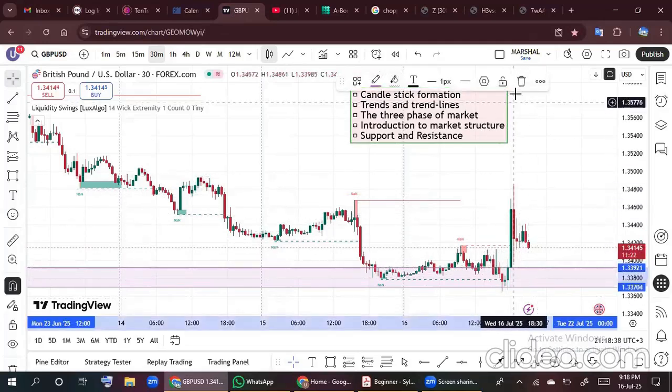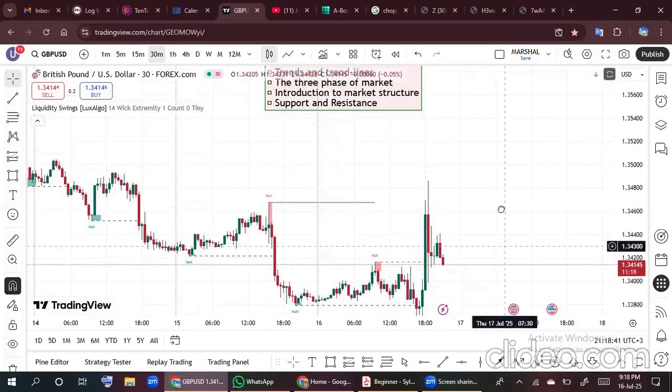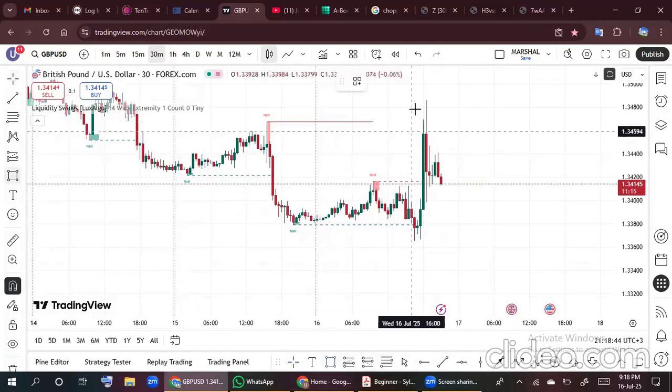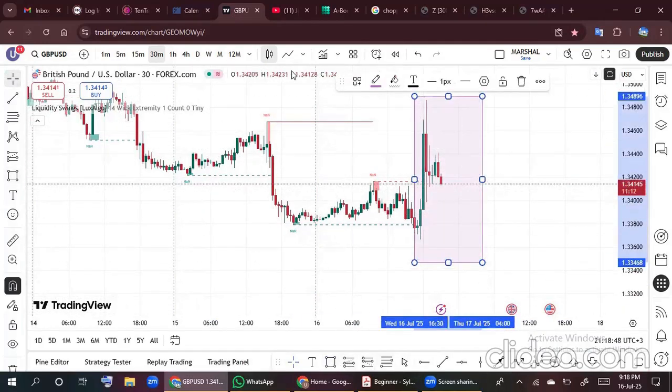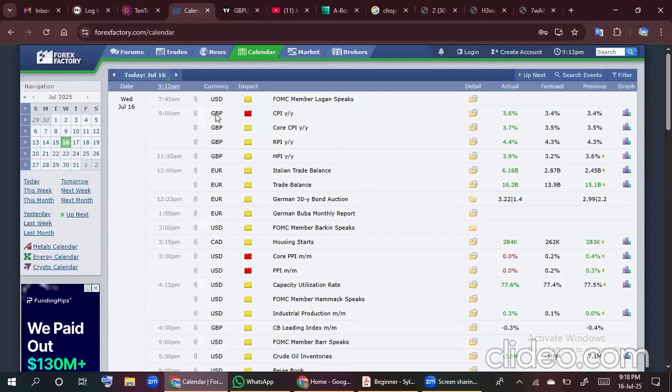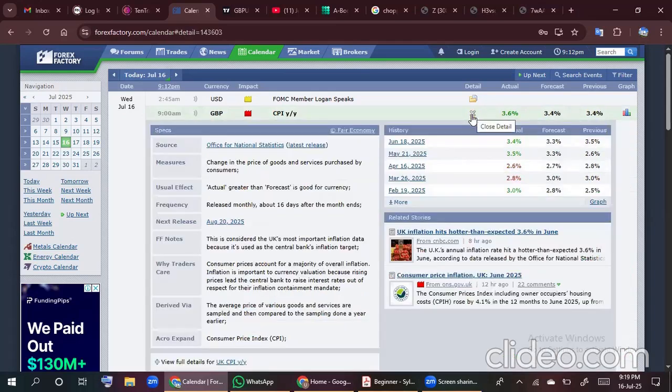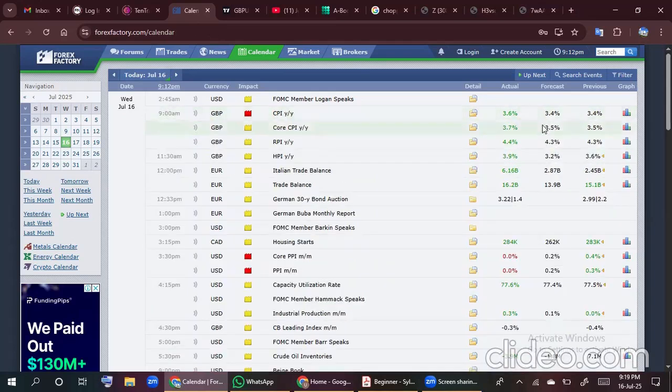So like we discussed about fundamental analysis, this is the action of retail traders. They are taking advantage of the news. As you can see, there was news for GBP, and it was positive. That was why you see the buy. Like I said, you can always click here to read about the news. This is more on prices of goods and services purchased. When you see green, it means positive. When you see red, it means negative. So this was positive for GBP, as you can see here.